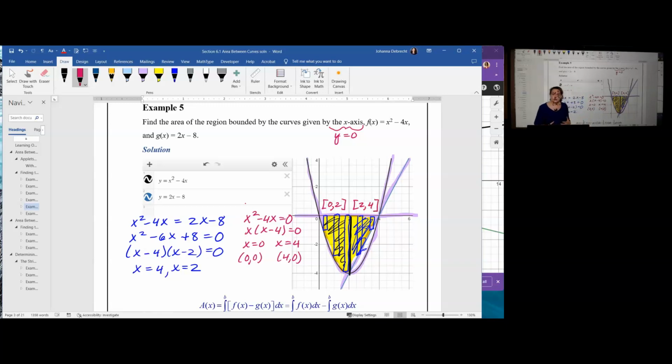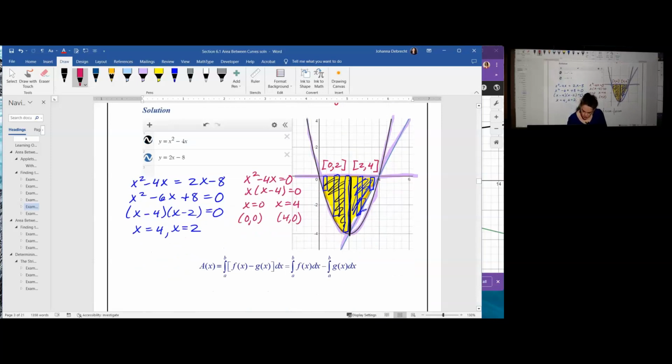Now that we have the intervals and we know which one's on top, we can set up the two integration formulas. In this case, we want to integrate from 0 to 2, left endpoint to right endpoint of the first region, with the y equals 0, the x-axis on top, which is 0, minus the parabola on the bottom. To subtract the parabola, note that you have to put the whole thing in parentheses with the minus on the outside. You need to change the sign of both terms.